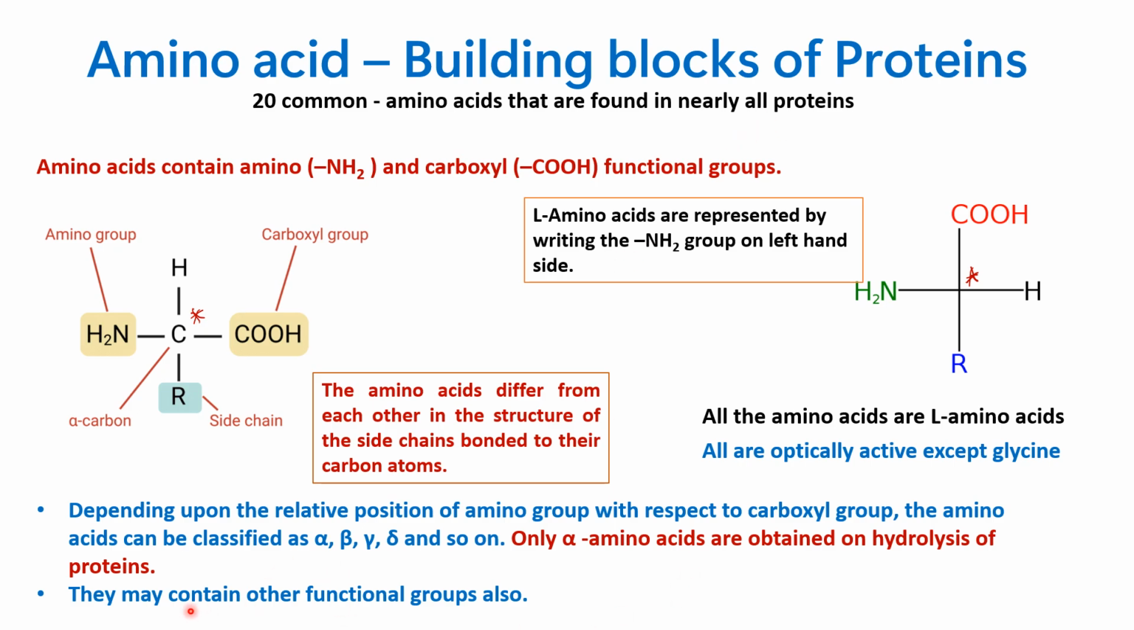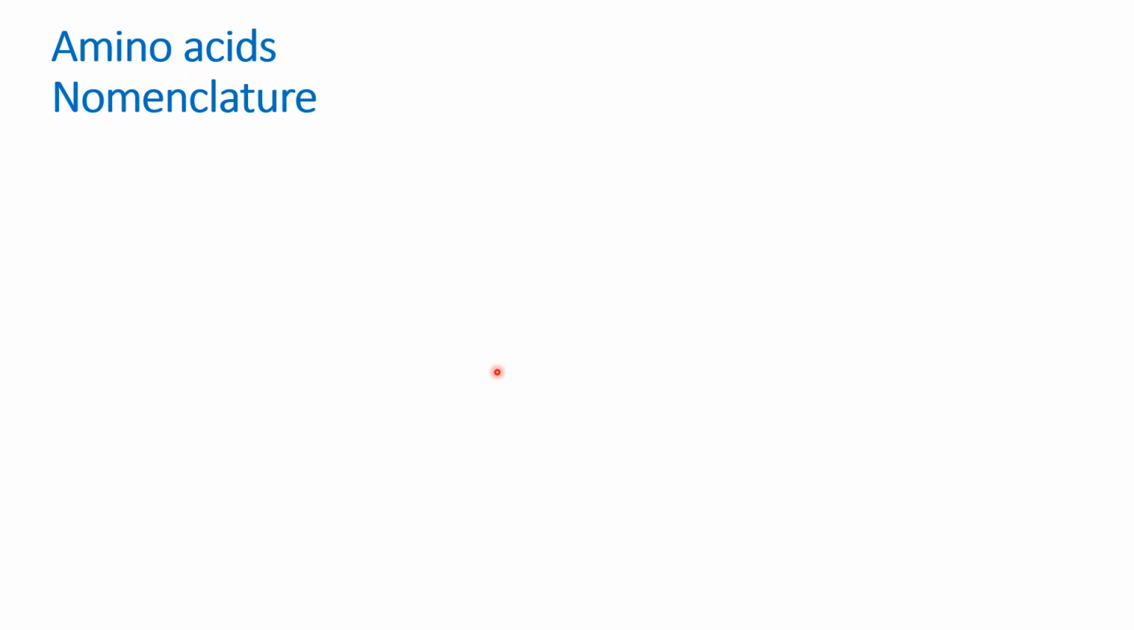And we must remember, the R group or the side chain can have other functional groups. In the sense, we know amino acids have an amine group and a carboxylic acid group. So besides an amine and a carboxylic group, the side chains can have other functional groups too. So as we see the other slides, we will get to understand which amino acids have what kind of functional groups. Let's see the nomenclature now.